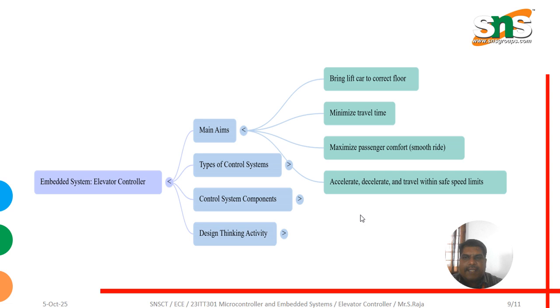Some classifications of the elevator controller are, tomorrow I have to discuss these topics: types, control system components, then the design thinking activity I discussed, that is how this elevator controller is aligned with the 5 phases of design thinking.